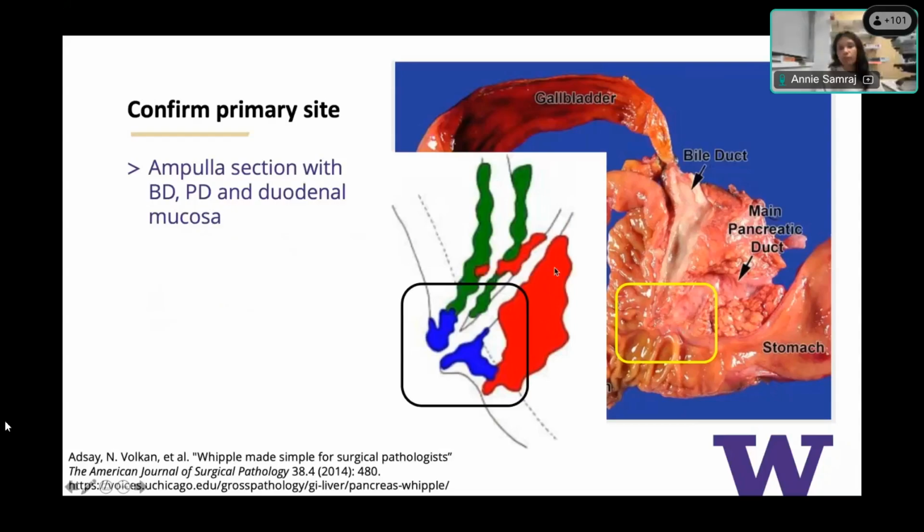So for example, if most of the tumor is in this area where the red is, that would be a pancreatic origin. If most of the tumor is surrounding the bile duct and you have in situ or biliary intraepithelial neoplasia, then you would call it a cholangiocarcinoma. On the other hand, if the main tumor is in the ampulla and in the duodenum, and you have in situ neoplasm or dysplasia of the duodenum, then you can call it an ampullary carcinoma. So this particular slice right here is going to give you a good understanding of what the primary site is.